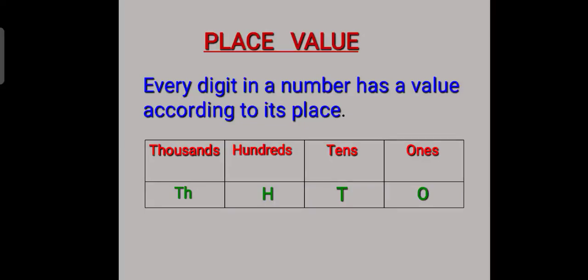The third place is hundreds, which is denoted by H. It means 100 objects or 10 tens. The fourth place is thousands, which is denoted by TH. It means 1000 objects or 10 hundreds. Next, forming a place value chart.